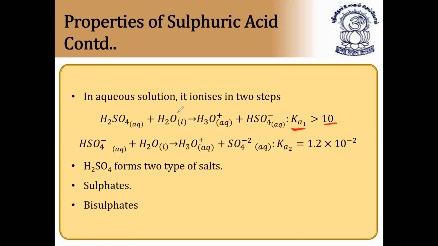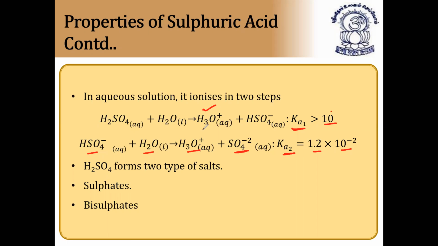So in the first case, it produces only one H plus, which combines with water and forms H3O plus. In the second case, HSO4 minus combines with water and forms H3O plus again and SO4 2 minus. This is called Ka2, the dissociation constant of the second acid, that is the bisulfate ion. This bisulfate ion dissociation constant is 1.2 times 10 to the power minus 2. So the dissociation constant of sulfuric acid in the first step is greater than 10, and in the second step it is 1.2 times 10 to the power minus 2.